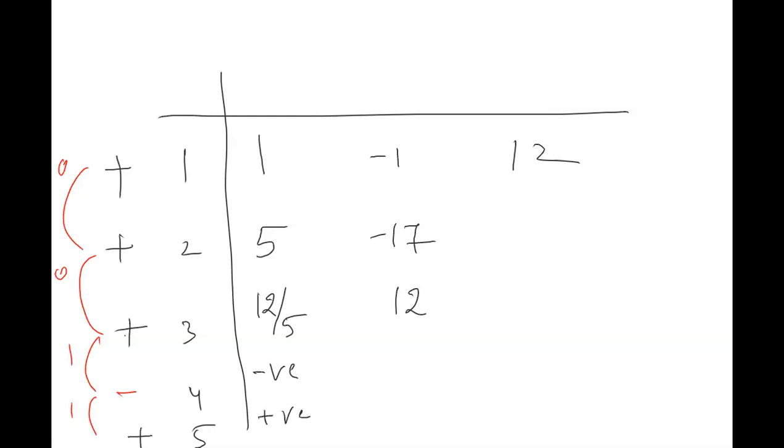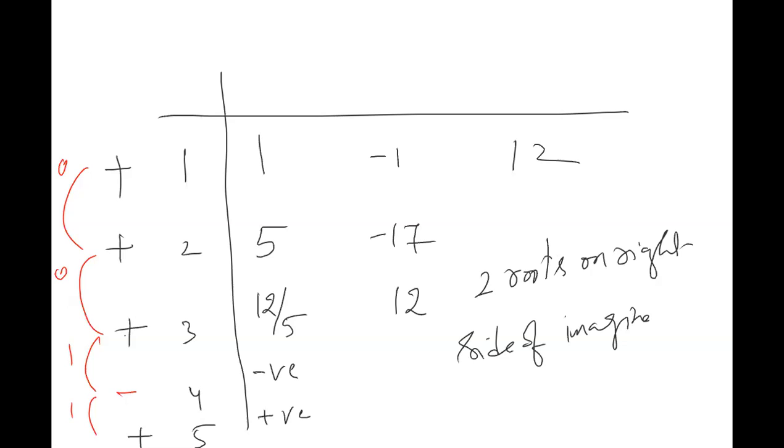By looking at this plus, minus, plus, you will get an impression that there is only one sign change. But when you do that, you will really get two sign changes. This indicates two roots on the right side of the imaginary axis.